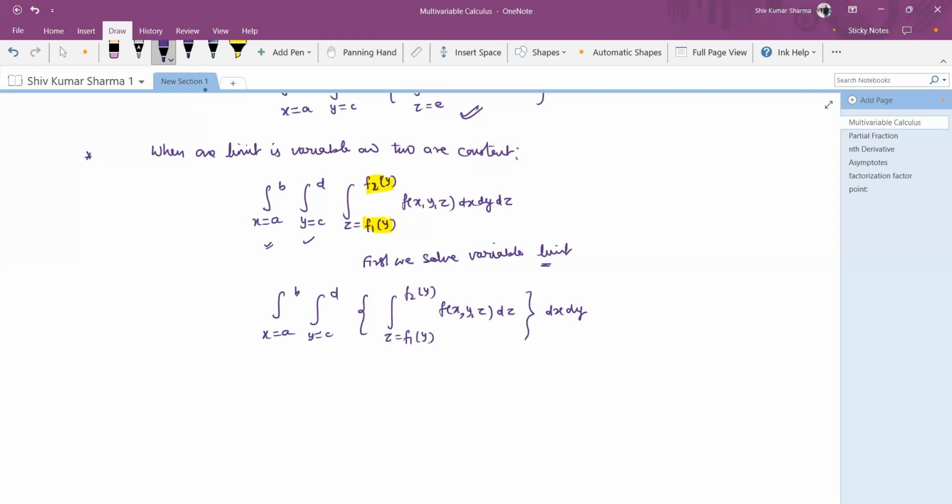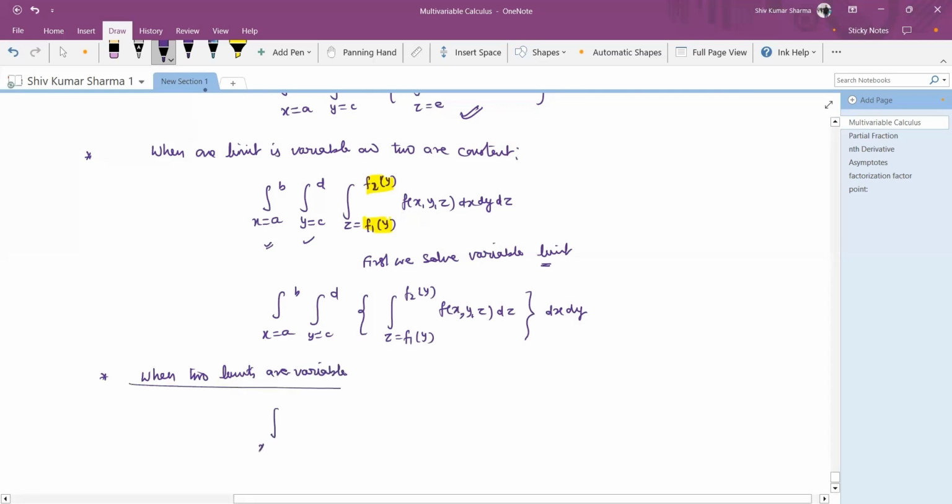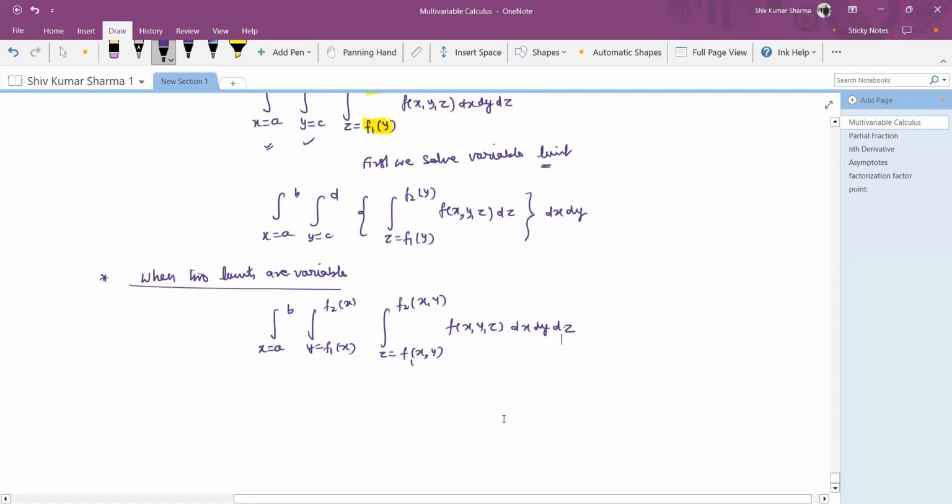Okay, now the next case will occur, that means when two limits are variable. So such types of cases we will discuss here. Suppose the x limit is constant, and the y limit is variable in terms of x. So we write it as f1(x) to f2(x), and the z limit is also variable in terms of x and y. This may also be possible. So we write f of x, y and f of x, y, z, dx dy dz. So the z limit is variable in x and y.